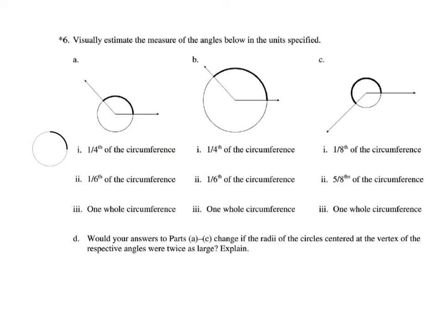For part A2, it asks you to measure the same angle using a unit that is now only 1/6 of the circumference of the circle centered at the angle's vertex. You will need to imagine what this unit of measure would look like. You will also need to imagine what the units of measure are in the other parts of question 6 on your own as you answer all parts of question number 6.